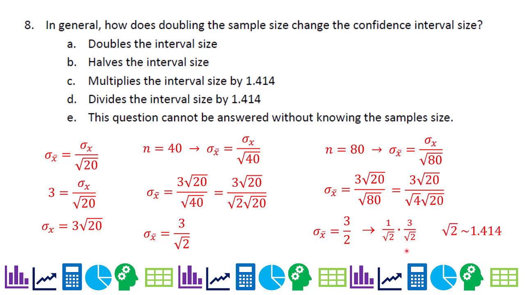And what is square root of 2? It's 1.414. So ideally, you should know, just straight off the top of your head, that increasing sample size divides your original standard deviation by the factor that you did to the sample size, in this case, doubling, by the square root of that. So if we're doubling, that's square root of 2, and the answer is 1.414. It's the same thing as dividing the interval size by 1.414.